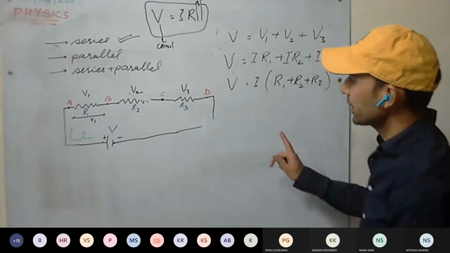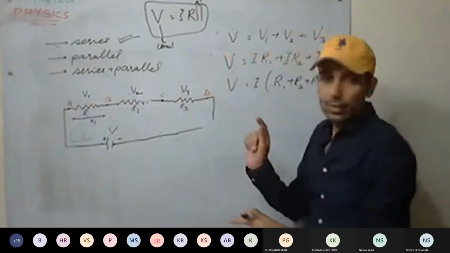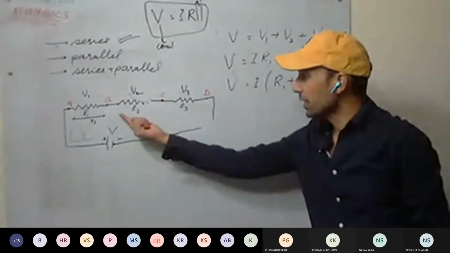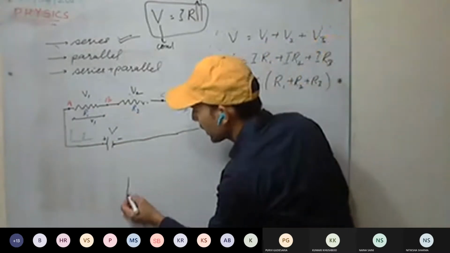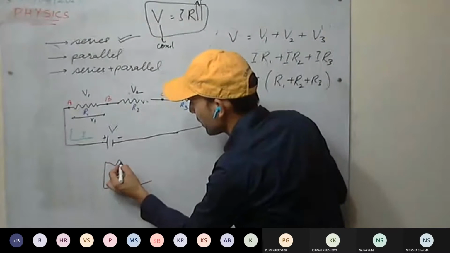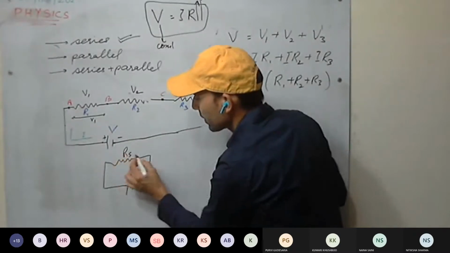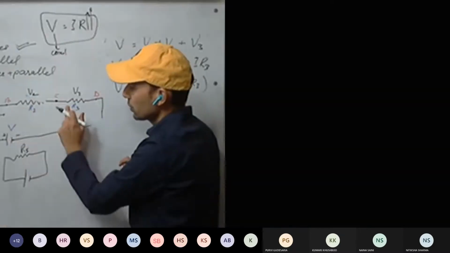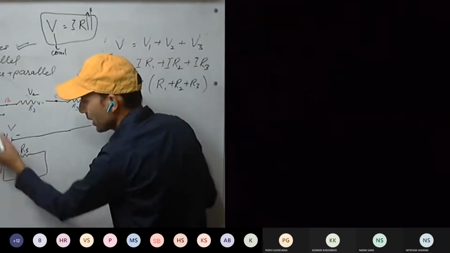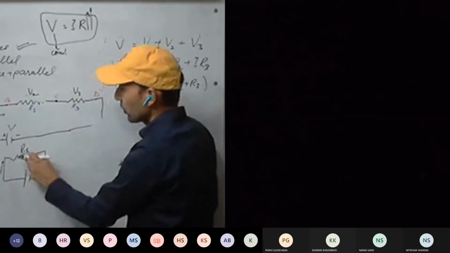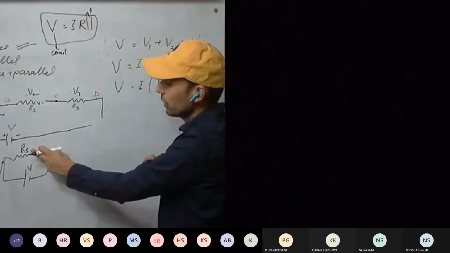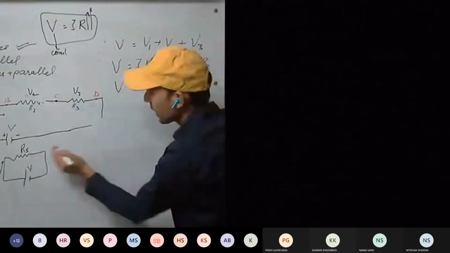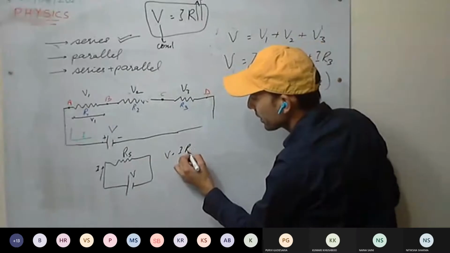Now, if I consider the equivalent resistance, that is, if I want to replace these three by a single resistance, the circuit must be something like this. RS, that is the equivalent resistance. The same current I must flow, and the same V. What will be its value? V equal to IRS, so RS will be V upon I.